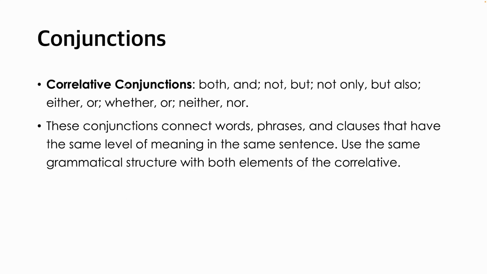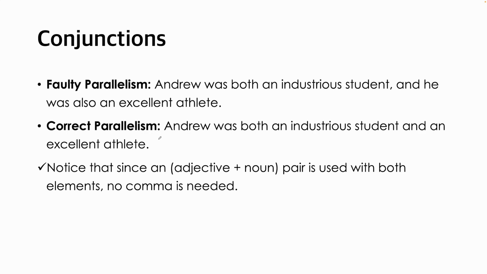On the next slide, let's take a look at some examples of conjunctions that can be used in parallel structures. Here we have six sets of correlated conjunctions. These conjunctions connect words, phrases, and clauses that have the same level of meaning in the same sentence. So use the same grammatical structure with both elements of the correlated items, okay? Let's take a look at more examples of parallelism.